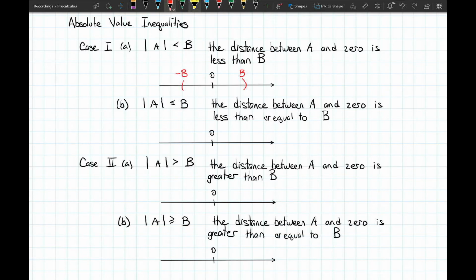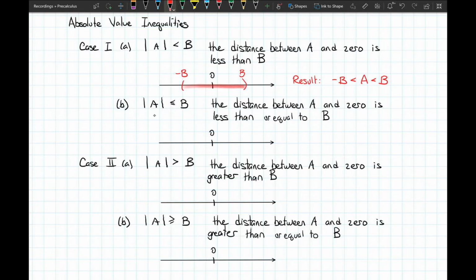And A is going to be a value somewhere in the middle. And so as a result, we can turn this into an inequality with negative B being the smallest, less than A, and A being less than B. So it ends up actually turning into a compound inequality with more than one inequality stated in one expression.